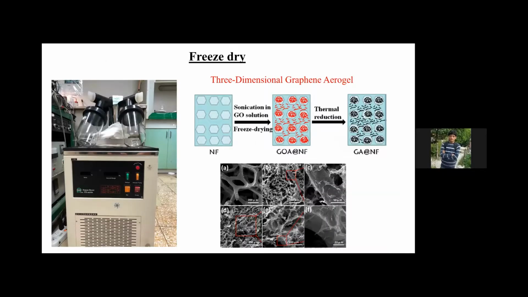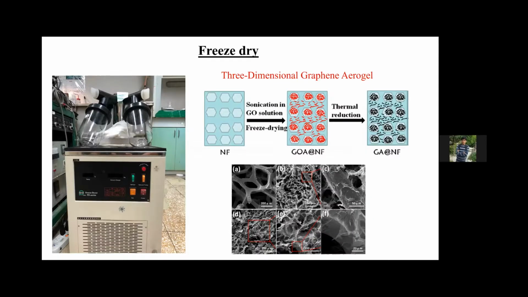Another instrument is the freeze dryer. So what is the freeze dryer? Suppose we make a graphene oxide or reduced graphene oxide solution, and we filter it. If we want to dry it, what happens? The water molecules inside the material will slowly evaporate. This is the thermal dryer. What is the freeze dryer? We cannot use thermal drying. What we will do is put it in a freeze dryer instrument.